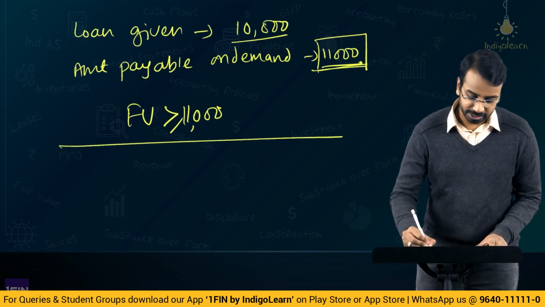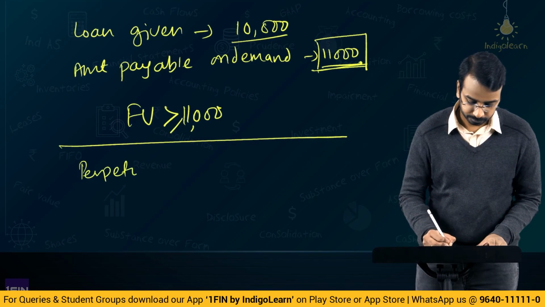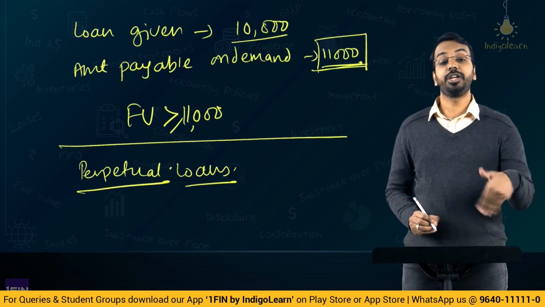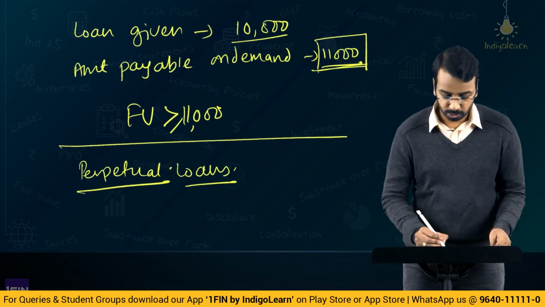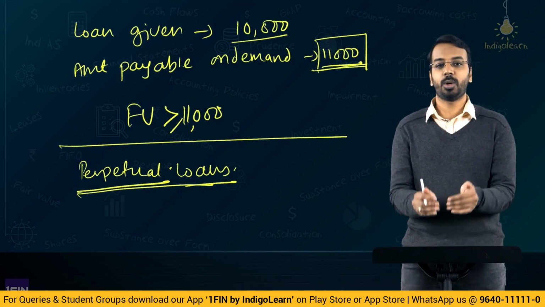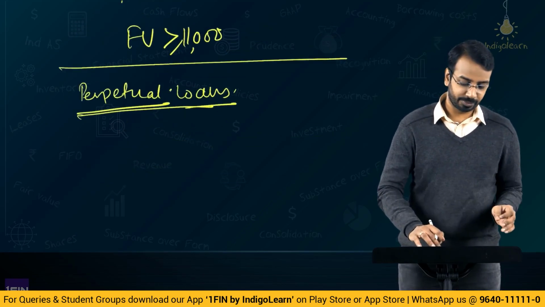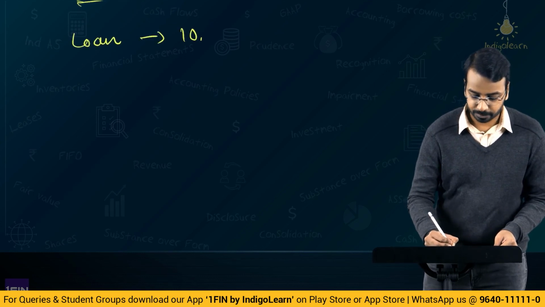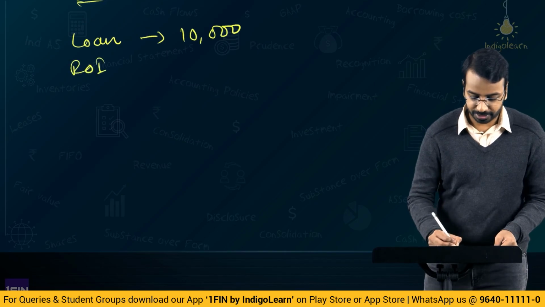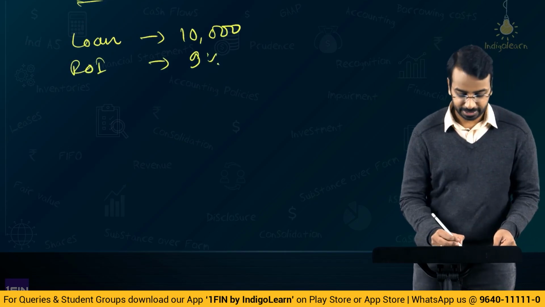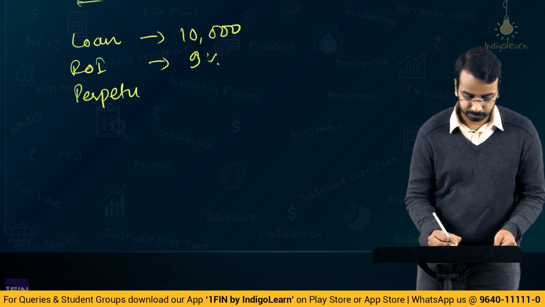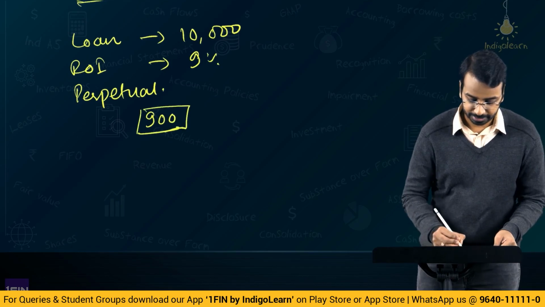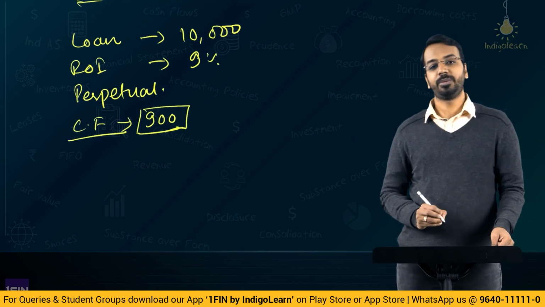And sometimes these loans are perpetual, meaning you don't need to repay the loan. Now, when you have perpetual loans, you have to consider the features of these perpetual loans to arrive at the proper fair value. For example, let us say the loan amount is 10,000, the rate of interest is 9% and this is perpetual. Means every year 900 will be the cash flow, right?